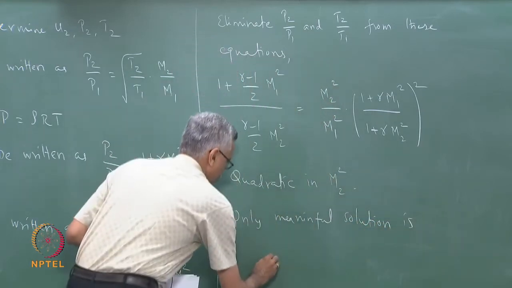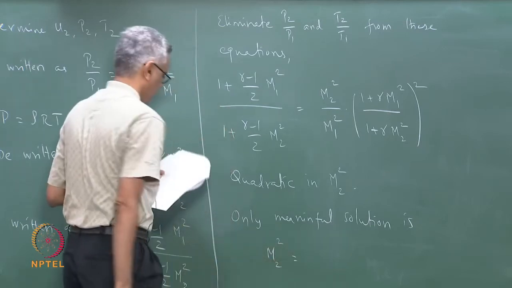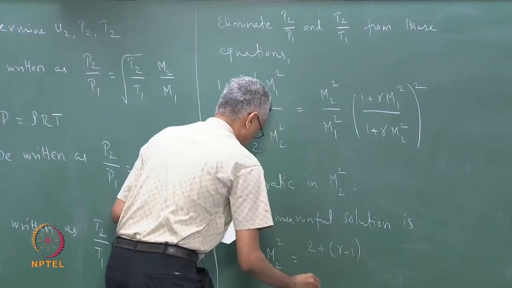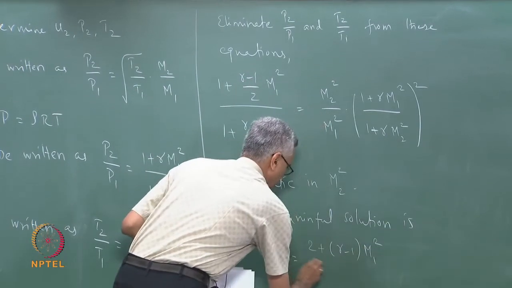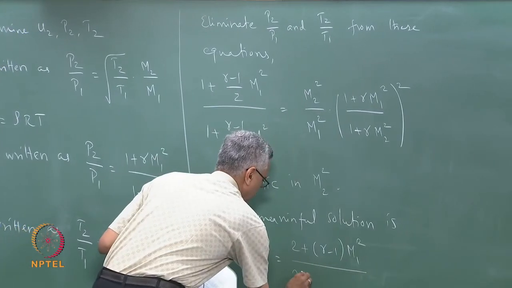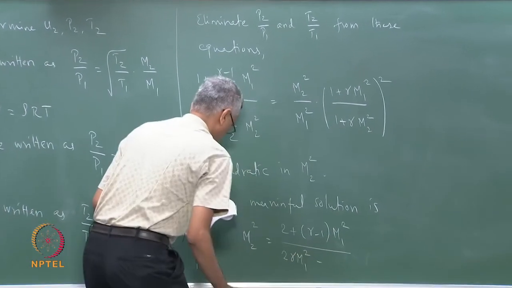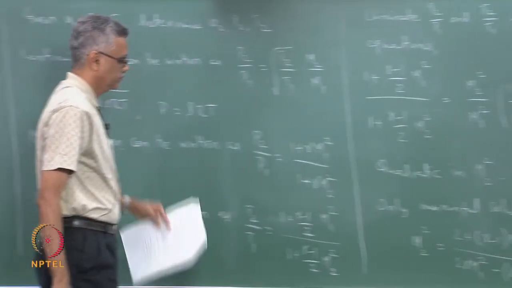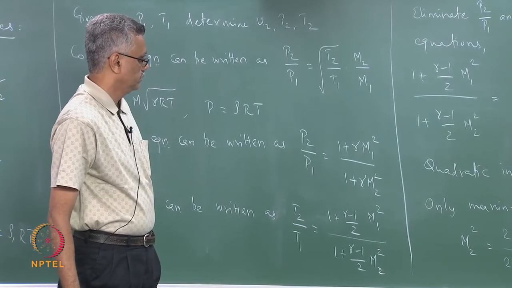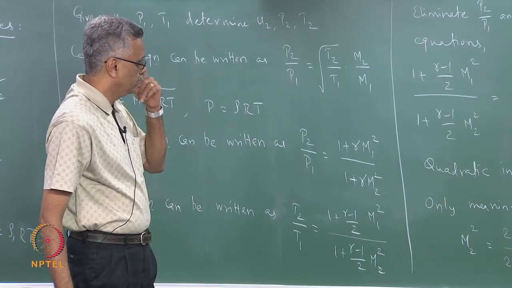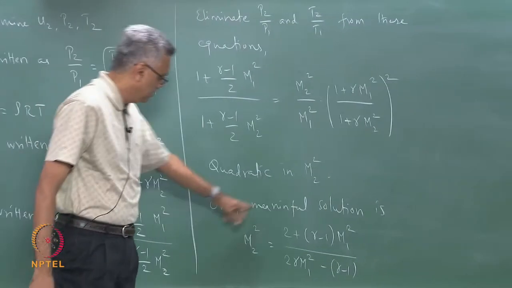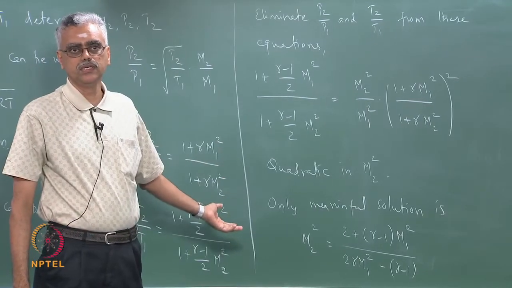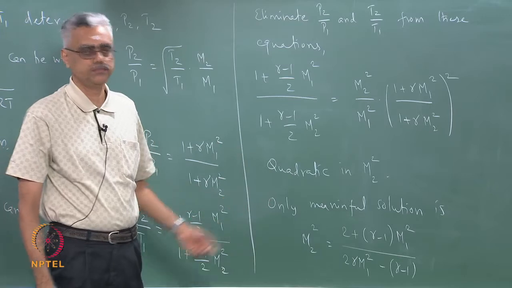M2 square is equal to 2 plus gamma minus 1 times M1 square, divided by 2 gamma M1 square minus gamma minus 1. So the quadratic for M2 square gives 2 solutions, and this is the only solution which is meaningful. Now if I take the square root of this, it will itself give me 2 solutions.